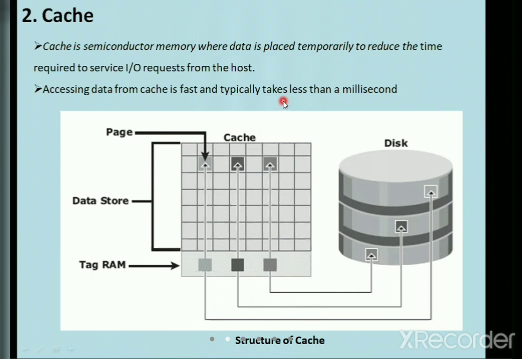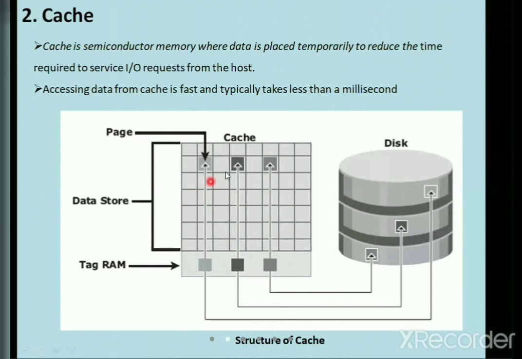Now I want to show you how exactly the cache is going to perform. That means how fast we get the data whenever we request it. Here you can see the cache. Please remember it is a semiconductor memory, which means the contents are volatile. It is not a non-volatile memory, it is a volatile memory. The contents will be deleted.